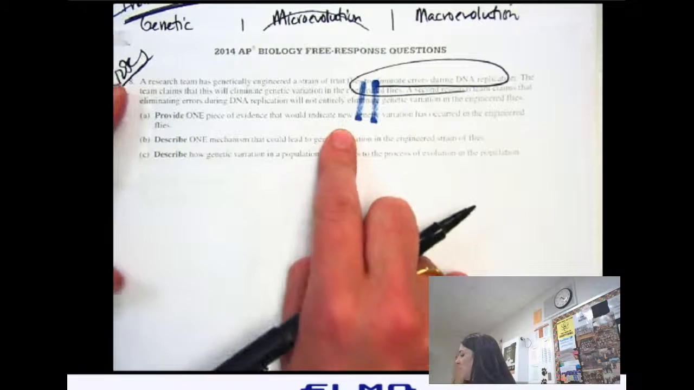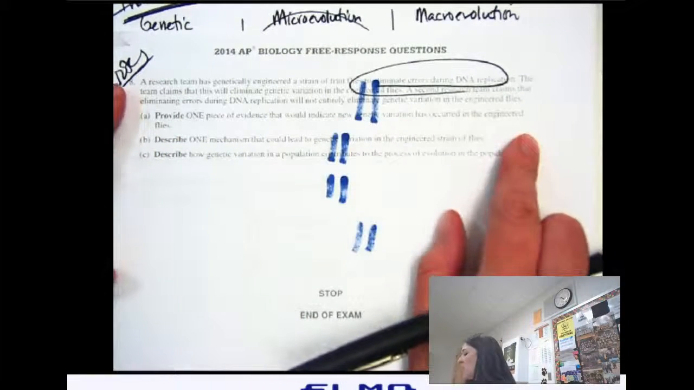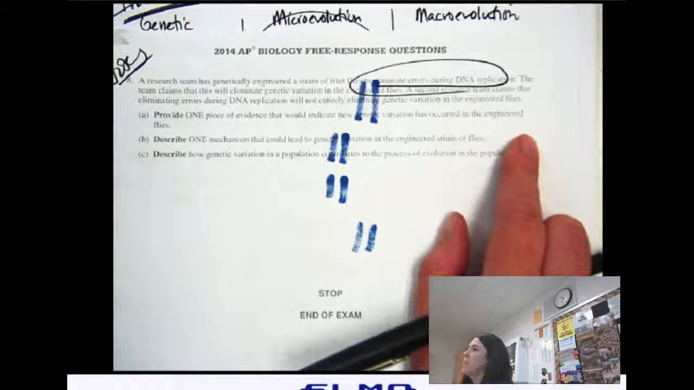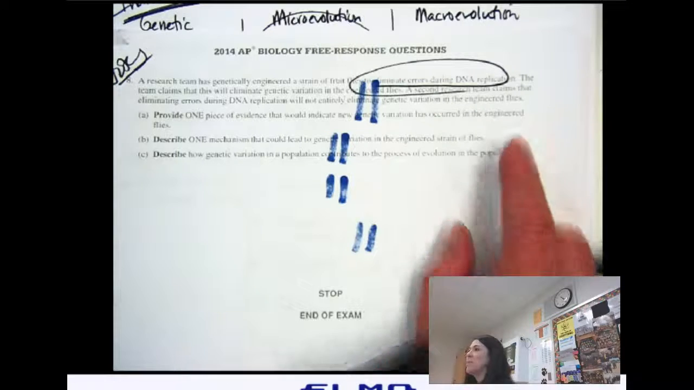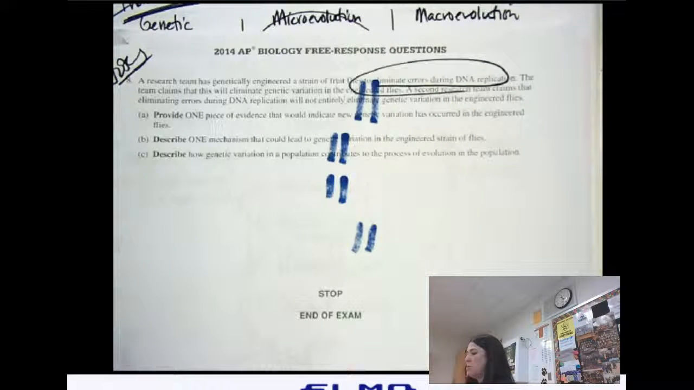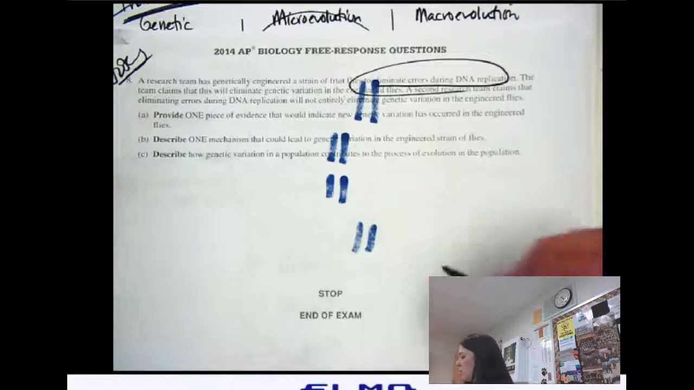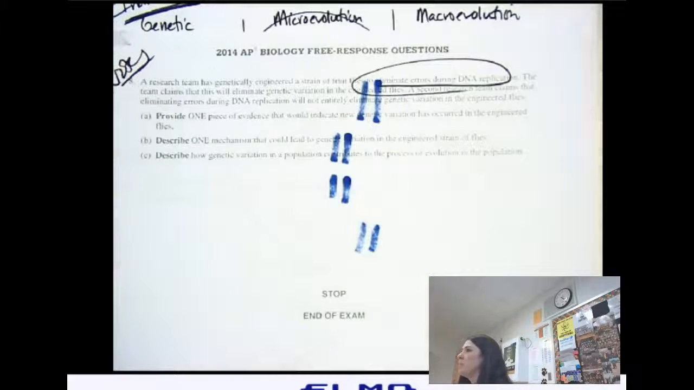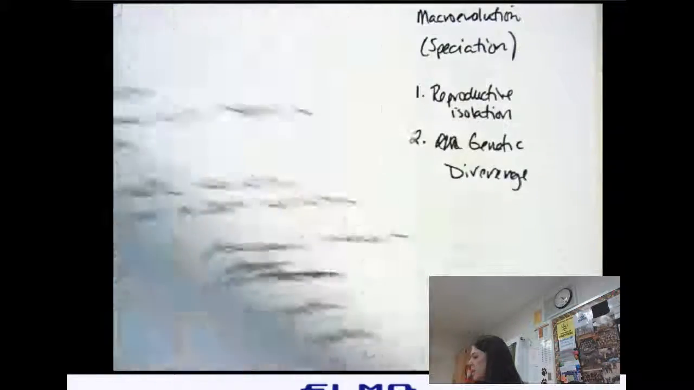A piece of evidence that would indicate that new variation has occurred in the engineered flies. So like, somebody says, I made flies and they're never going to go through evolution. How could I prove them wrong? What would I look for? Yes, I would look for something like that.